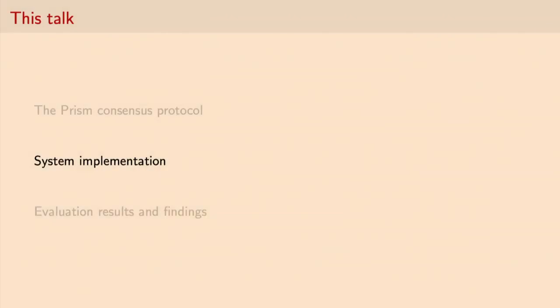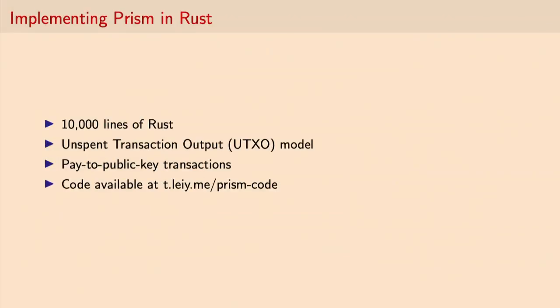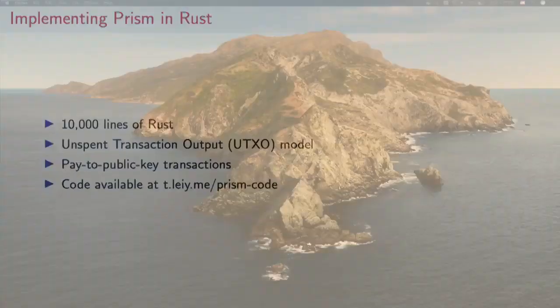That's why we did a system implementation, and I'm going to introduce that next. We implemented Prism in 10,000 lines of Rust. The implementation uses the UTXO-based model and supports pay-to-public-key transactions. And we have the code open sourced. So I'd like to switch back to the demo.